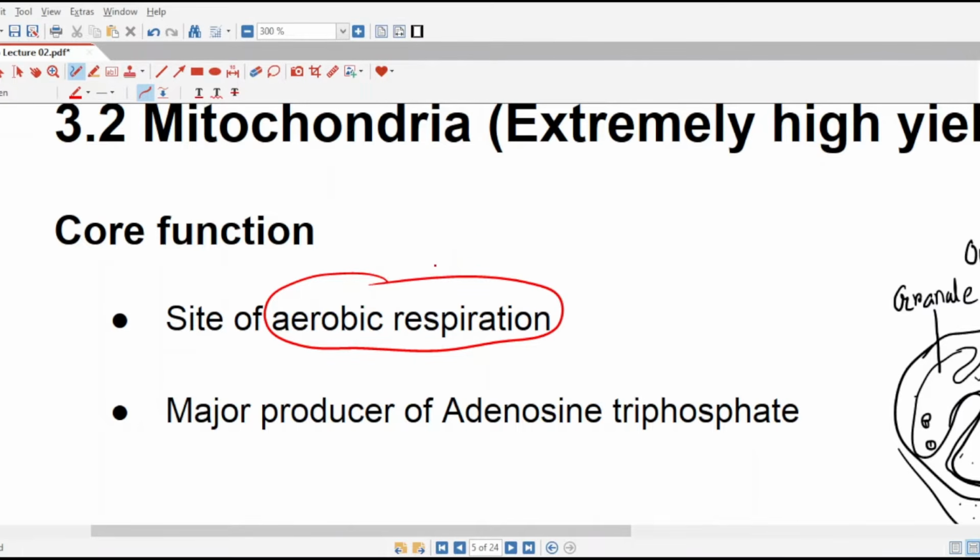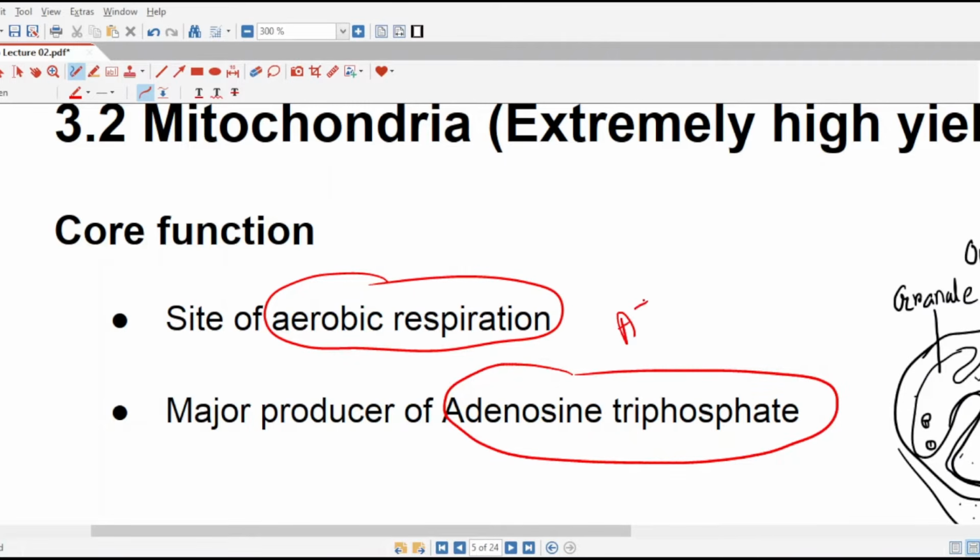There's another type of respiration that is anaerobic. It doesn't need any oxygen in that process, right? And mitochondria is the major producer of adenosine triphosphate or ATP. ATP is also known as the energy currency of the cell.